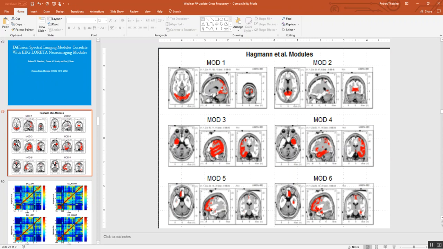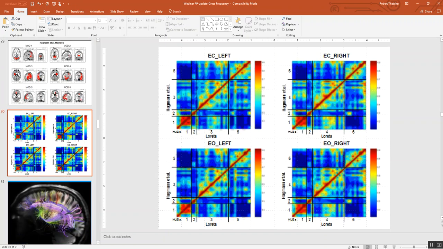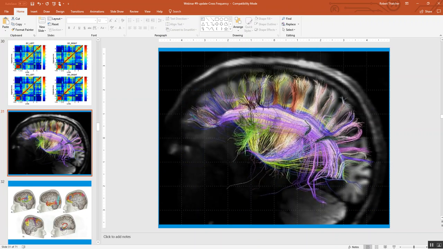And sure enough, what we found is that we could replicate the Hagmann et al. study. We showed that hub 1 in LORETA is hub 1 in Hagmann, or hub 3 in Hagmann is a third cluster in LORETA, and we completely replicated it. Even in a single individual, we could see the existence of these structural hubs. So these are real and they're cross-validated by an independent imaging modality that has very great power in the time domain.